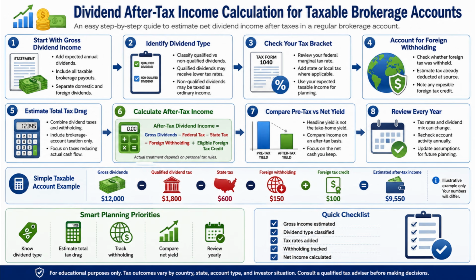Next, calculate your after-tax income. A simple formula is after-tax dividend income equals gross dividends, minus federal tax, minus state tax, minus foreign withholding, plus any eligible foreign tax credit. For example, if gross dividends are $12,000, and dividend tax, state tax, and foreign withholding reduce the amount, while a foreign tax credit adds back some value, the final after-tax income may be much lower than the original gross figure.